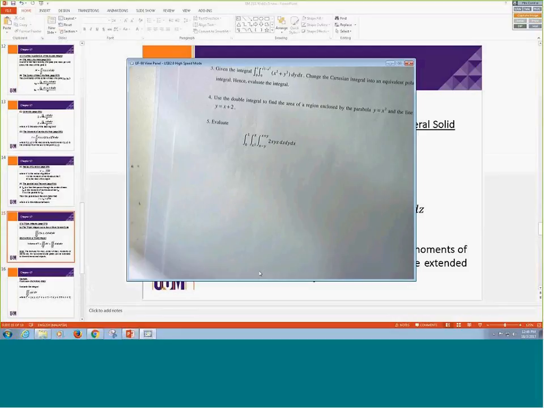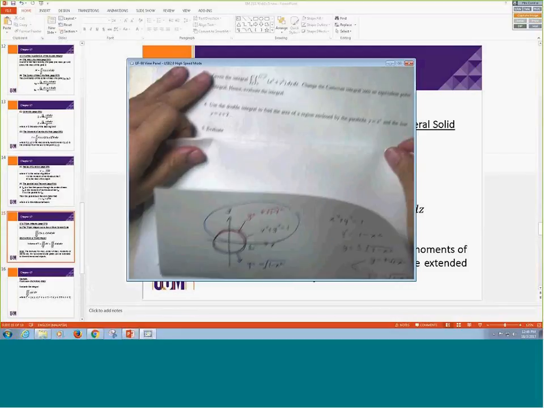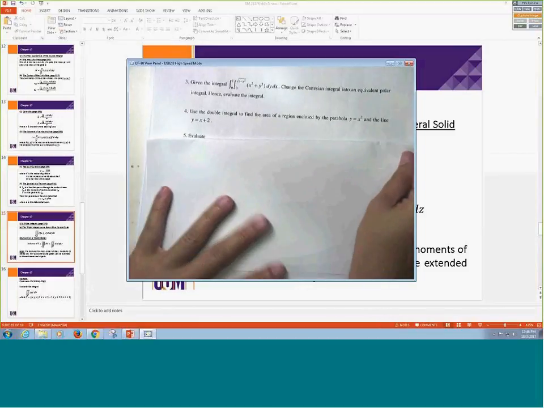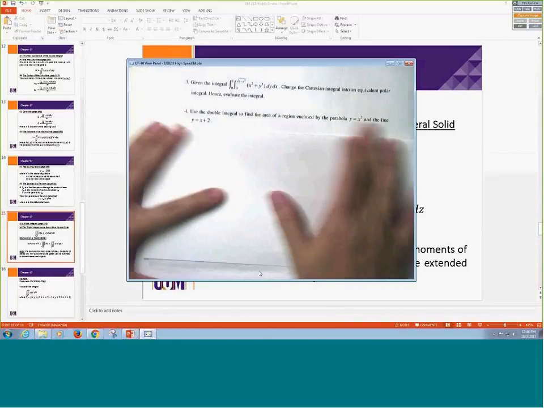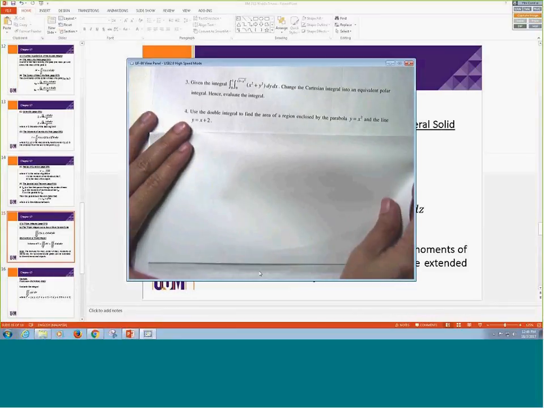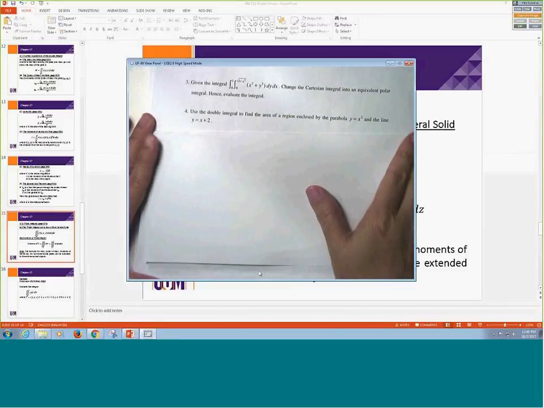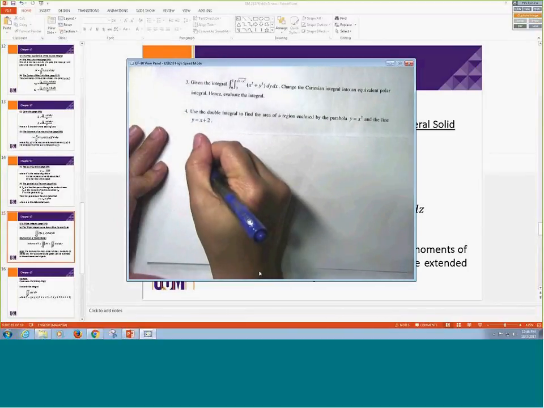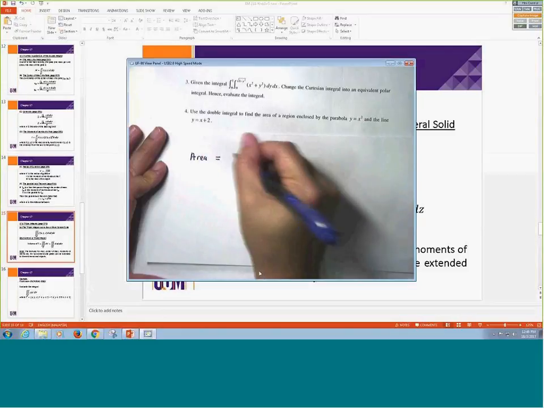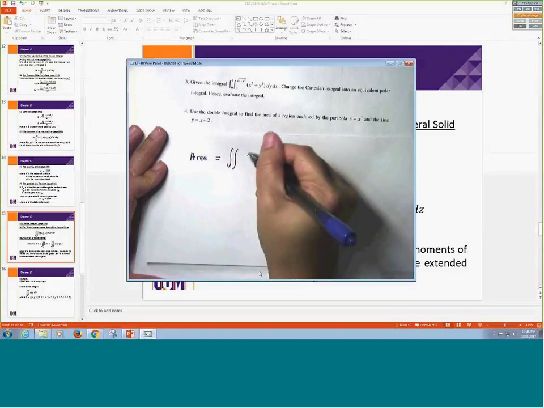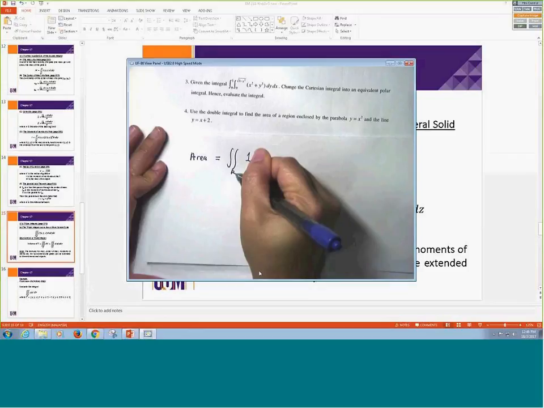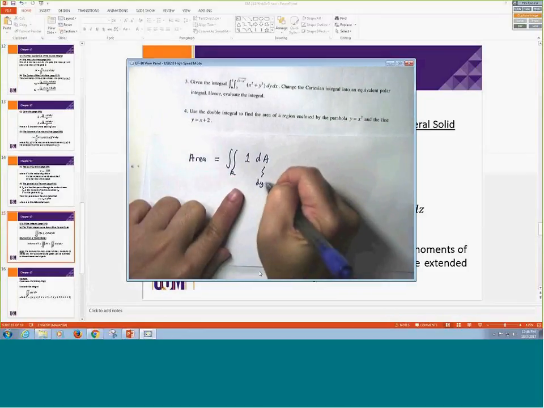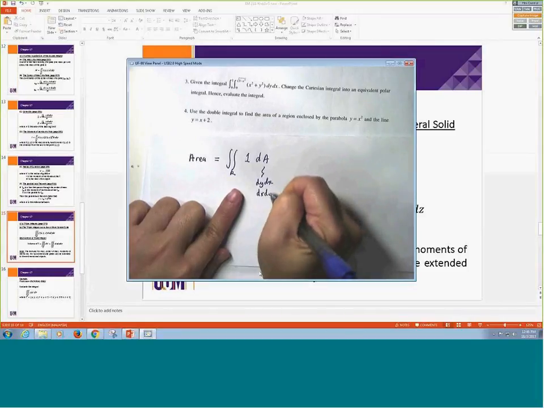Use the double integral to find the area of a region enclosed by the parabola y equals x squared and the line y equals x plus 2. So now we want to find the area, but using double integral. Remember, the formula to find the area is the double integral of 1 dA over the region R. So your dA can be dy dx or dx dy. It depends on your region R. So you need to sketch the region R.